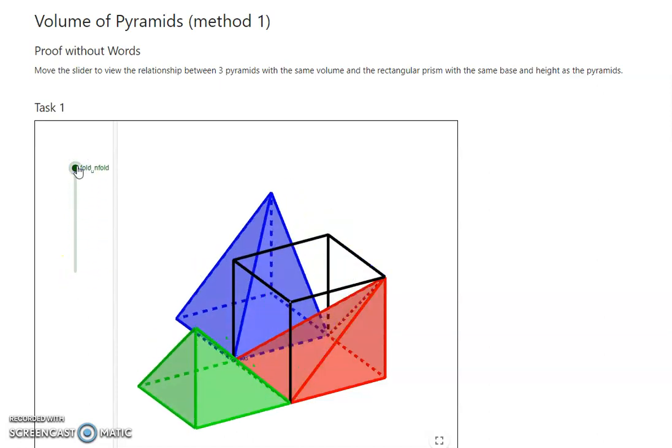And it doesn't have to be a cube. A cube is one of the nicer shapes to actually divide up into pyramids. But this relationship also holds true for any prism that is divided up into a pyramid. As long as the pyramid has the same base and the same height as the prism, the pyramid's volume will always be 1/3 of its prism's volume.